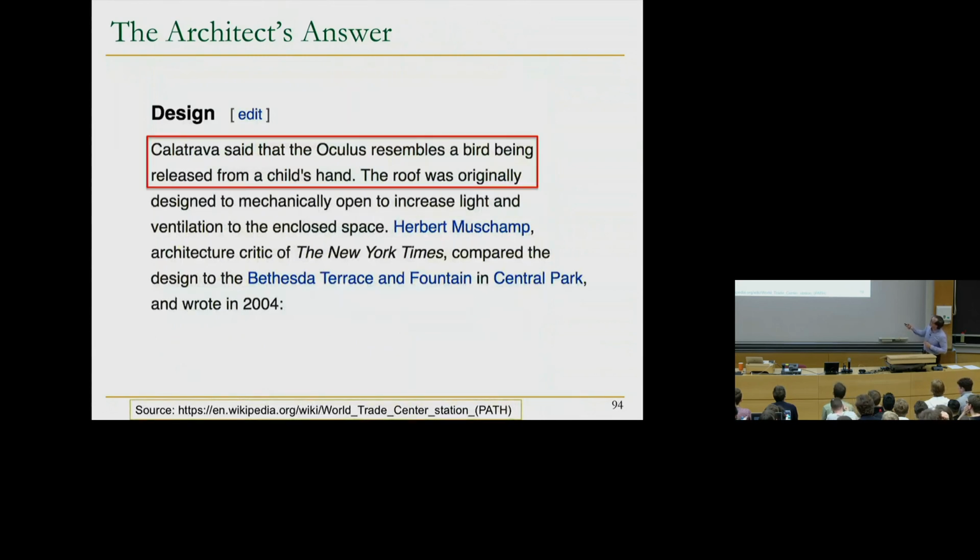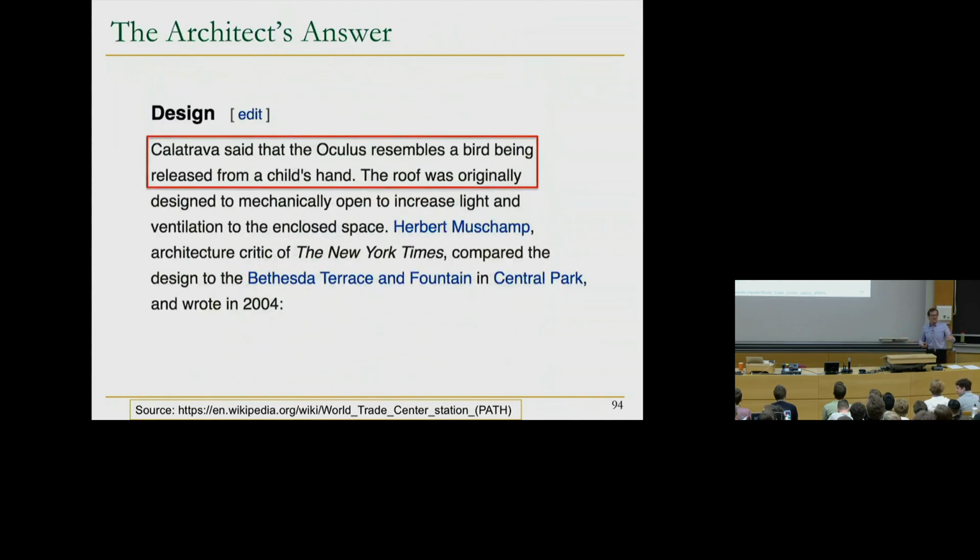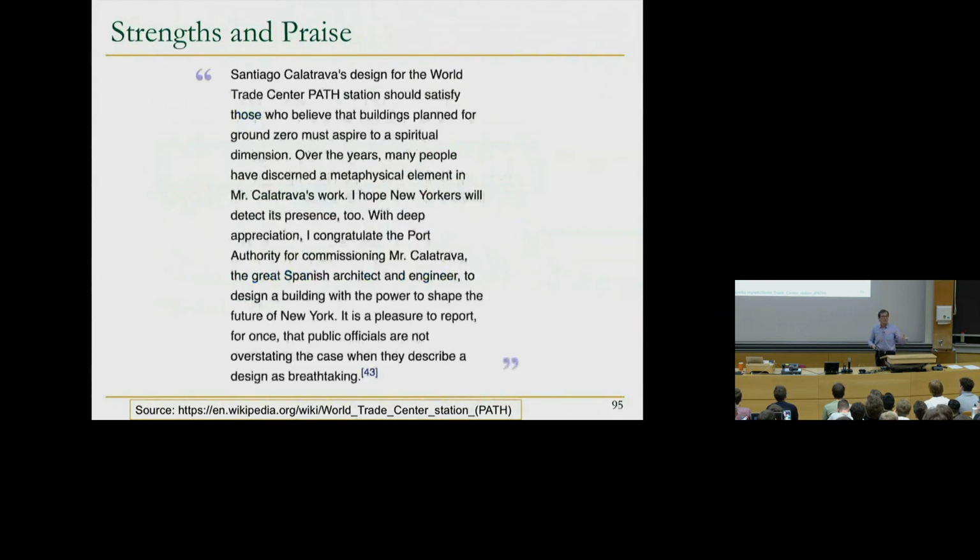If you ask Calatrava, he said that the Oculus resembles a bird being released from a child's hand. But of course, you can have different interpretations, clearly, right? It could be a meat-eating plant, actually. That's a good one. But any architectural work, any design has some goal, and maybe his goal was this, but it also has some strengths. And clearly, I'm going to show you examples from criticism that he got, and this is some positive criticism, basically. People appreciate the strengths. Basically, somebody from New York Times, I think, I don't remember who wrote this, but it's a pleasure to report for once that public officials are not overstating the case when they describe a design as breathtaking.